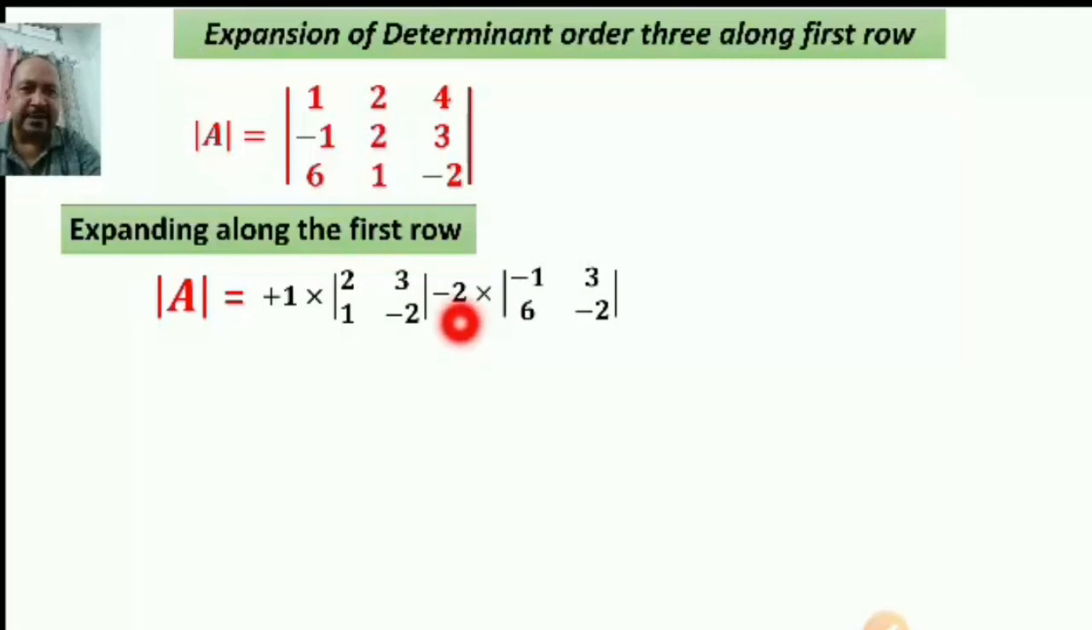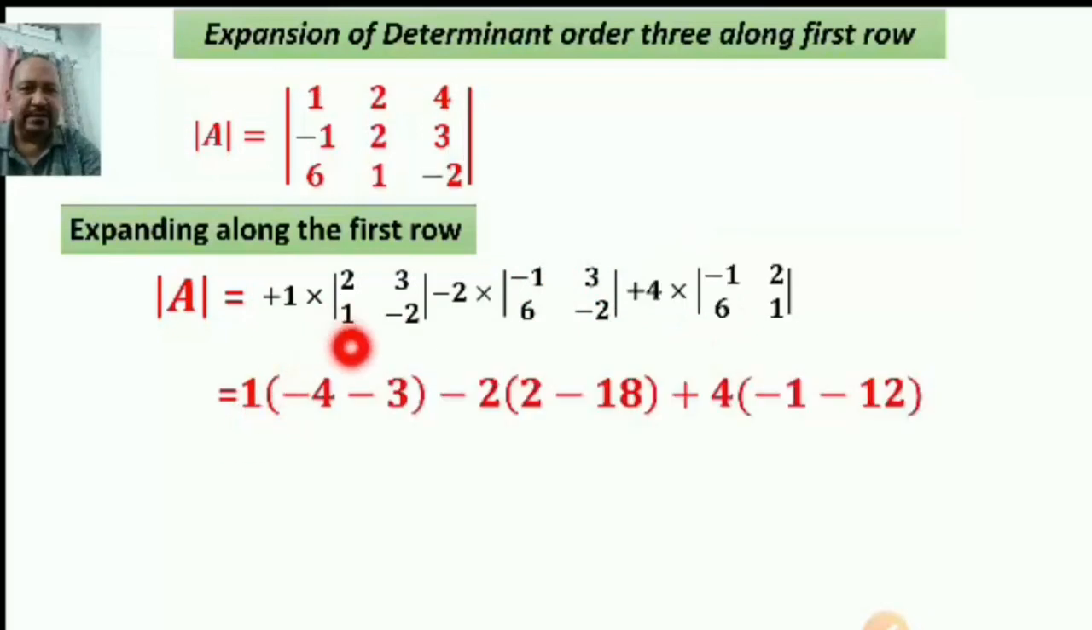You will get the terms like this: -2. Here you know that it was the first row and second column, so 1 plus 2 makes 3, minus 1 to the power 3, it means the term will be negative like this. And the remaining elements you will cross multiply and get the value of the determinant.